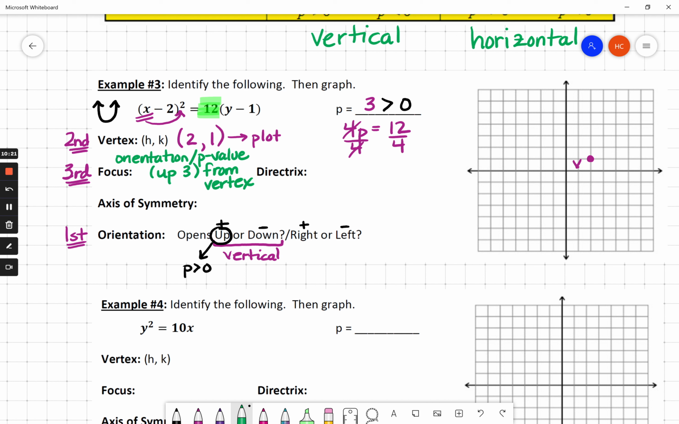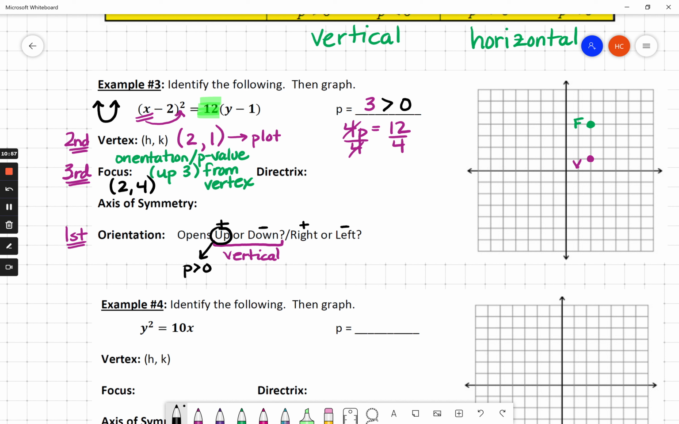So if I go to my vertex and I go up 3, 1, 2, 3, my dot will be right here. And I'm going to give the labeled point. In that case, it's going to be 2, 4. So I'm going to come over here and write my answer to focus is 2, 4. It's a point. So this is your p distance right here. P is the distance from your vertex to your focus and from your vertex to your directrix. But I'm going to stall on that for a second. I'll talk to you about that in a second.